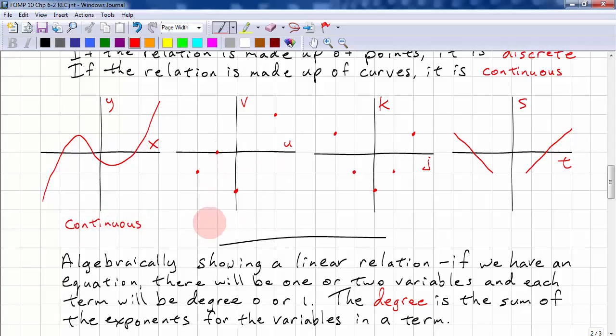These are all points, so it's discrete. These are all points. It is also discrete. And this is a curve, and this is a curve, so it's continuous. Even though there's a break, we call it continuous.